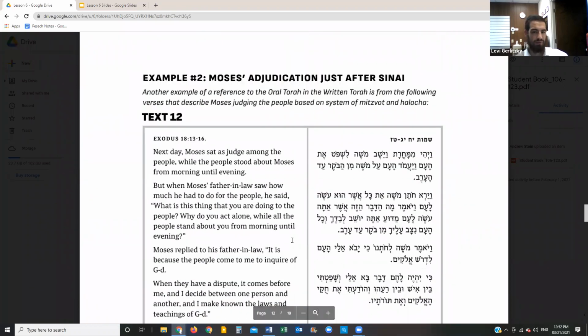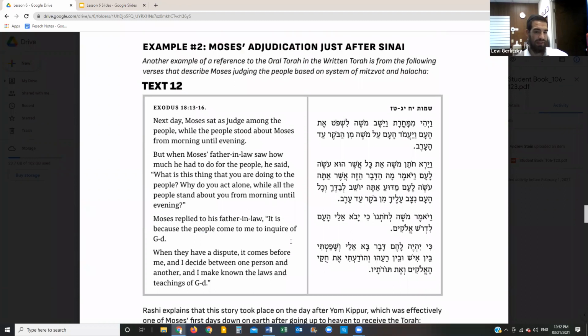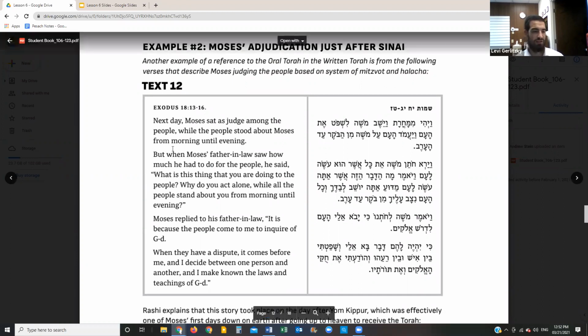Let's look at another example of proof that there was some discussion that Moses had with God other than the written Torah that we have. And Sheila, if you'd like to read example 2 and text 12. Another example of a reference to the oral Torah in the written Torah is from the following verses that describe Moses judging the people based on a system of mitzvah and halakha.